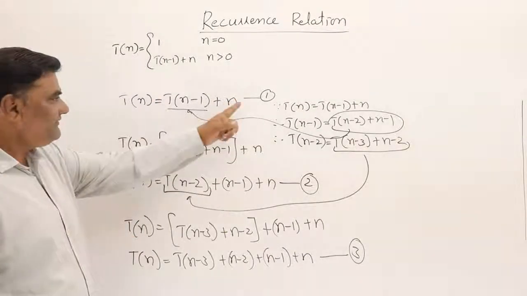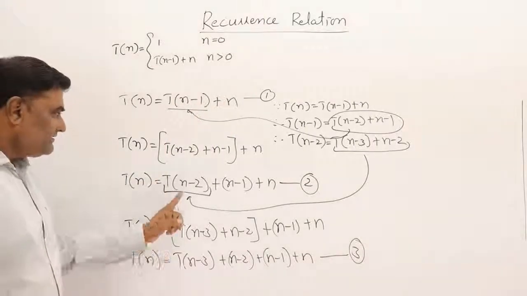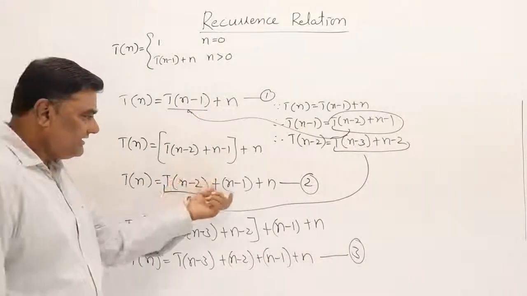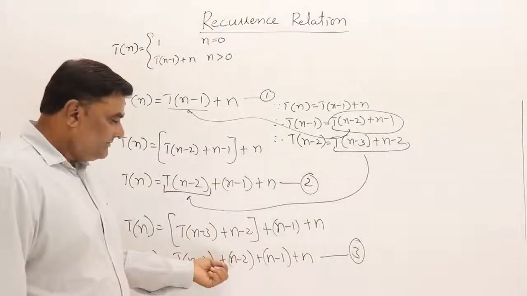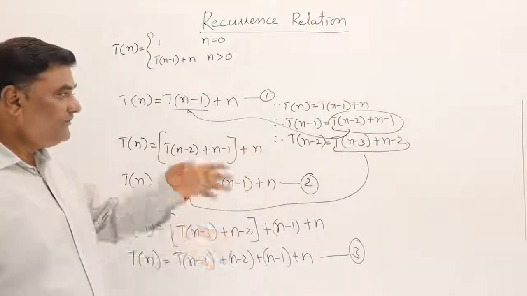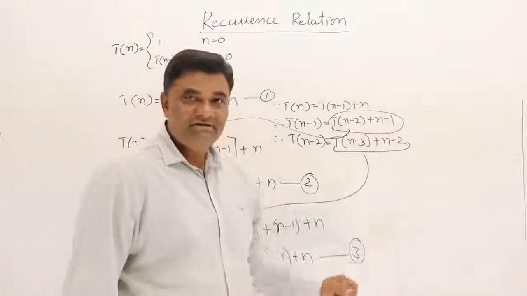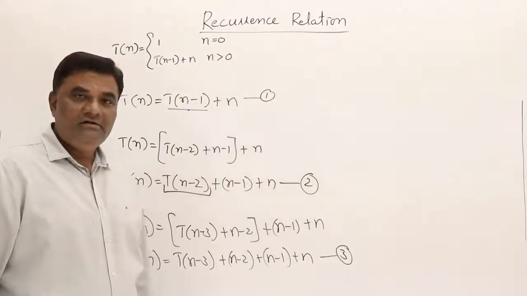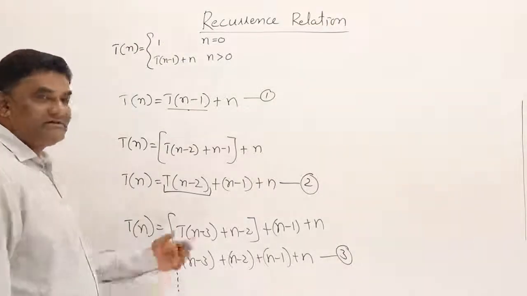See, when first equation it was n minus 1 and n. This was second equation n minus 2 and then n minus 1 and n, 2 terms. Now n minus 3, n minus 2, then n minus 1, then n. If I do it for k times, what happens? I'll use this part. Yes. If I continue this for k times, let us see what I'll get.